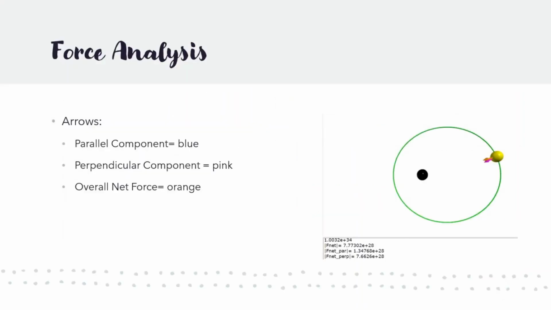As seen in the model, the light blue arrow represents the parallel component of the net force. The pink arrow represents the perpendicular component of the net force, while the orange arrow is the overall direction of the net force. The model also shows the calculated mass of the black hole at different points in the star's orbit. What I did was take all of these masses and put them into an Excel spreadsheet, where the average of the cells of all the masses was about 1.00 times 10 to the 34th.